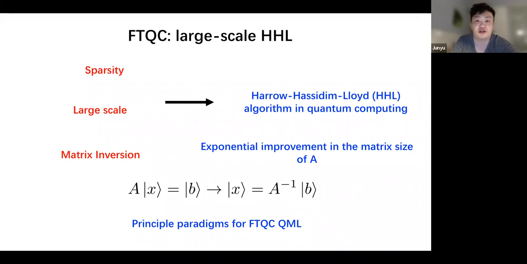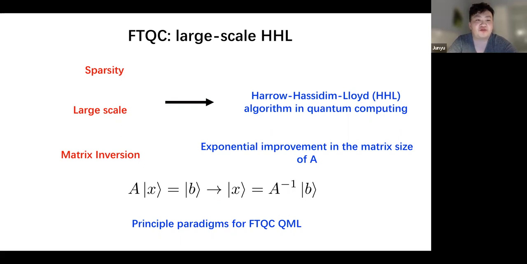The idea is that in the area of quantum algorithms, there is one particularly important one, the so-called HHL. It's an algorithm for solving sparse matrix inversion, which is an exponential improvement over the matrix size A that we are going to invert, and could outperform all the known classical algorithms. So for sparse matrix inversion problems, this is called the HHL algorithm for quantum linear algebra, which is one of the principal paradigms of designing quantum machine learning applications.